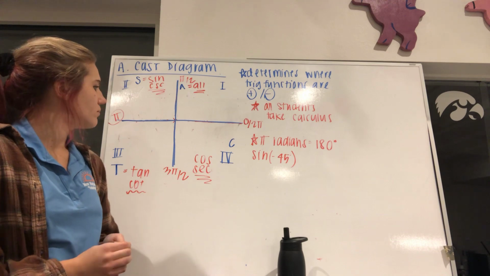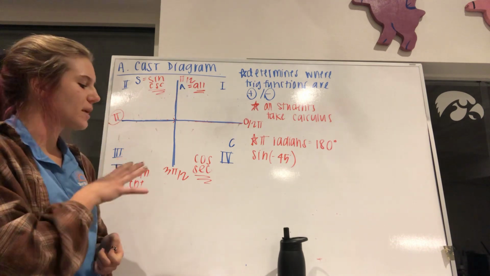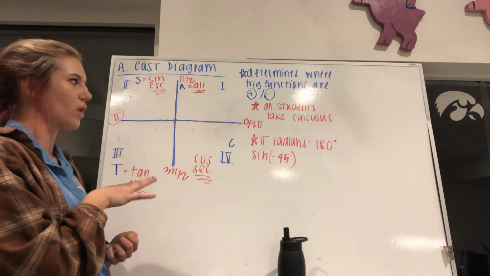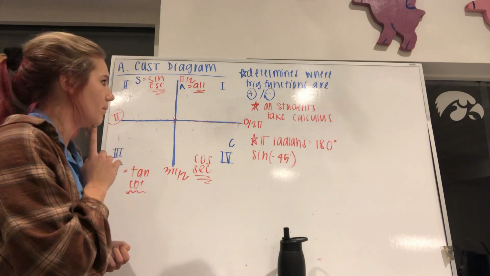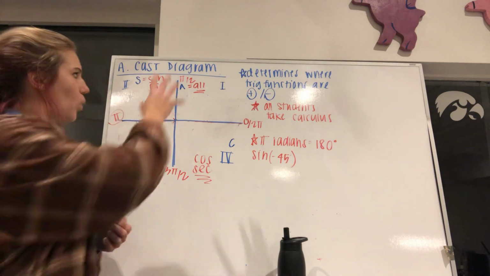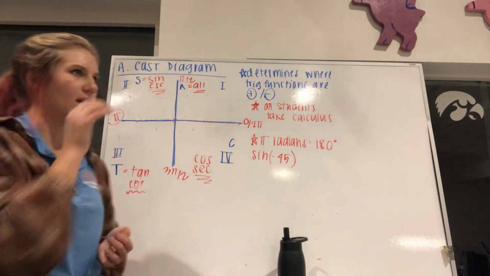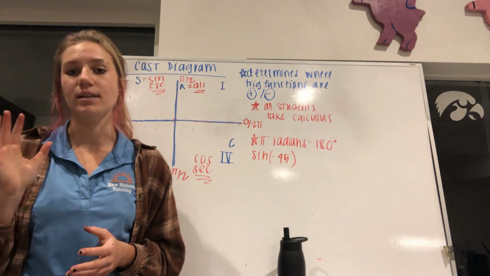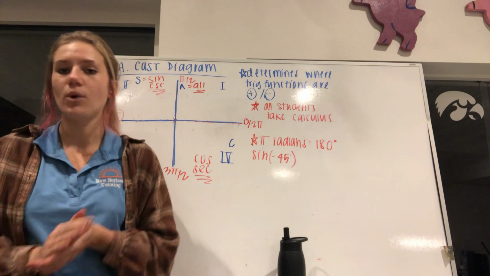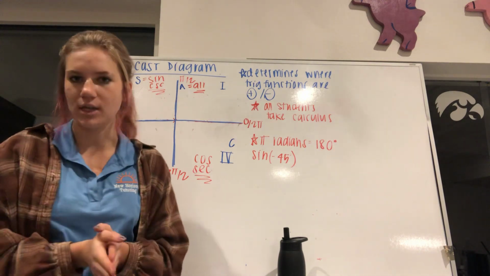Okay, so I'm not going to spend too much more time explaining the CAST diagram because I do want to get through some problems if we have time. But one thing that I do want to mention is, as I was working through the CAST diagram and relating it to the triangles, I kept saying when the triangle is drawn in the first quadrant, when the triangle is drawn in the second quadrant, etc., etc.